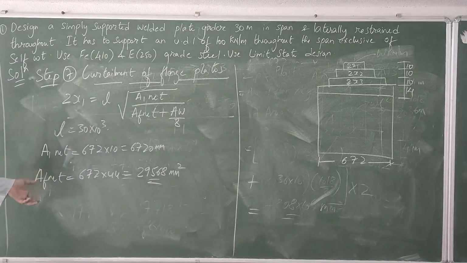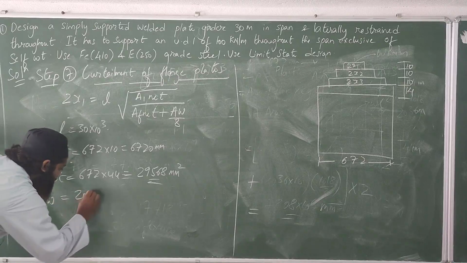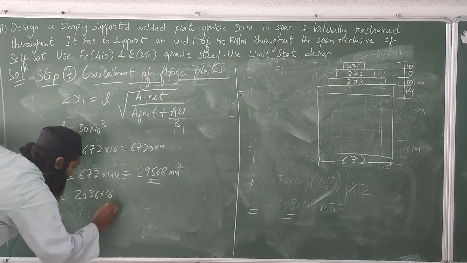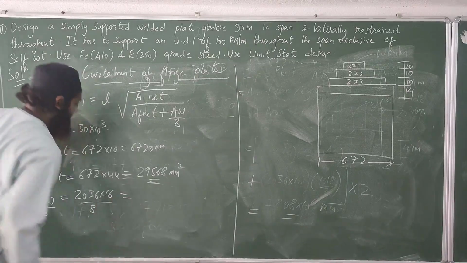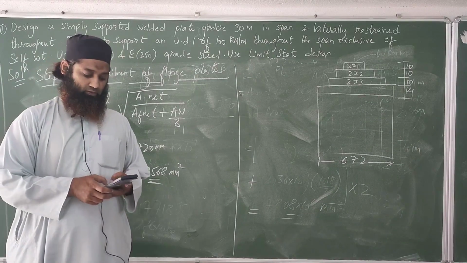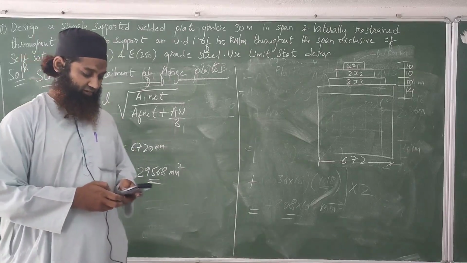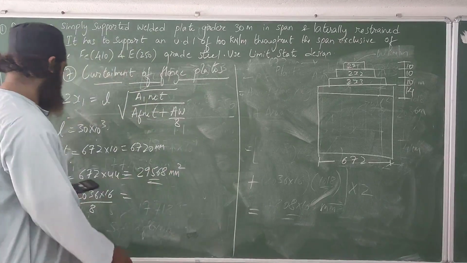Okay, we have got A1 net, we have got AF net. We will see what is area of web. AW is area of web, that is 2036 into 16 divided by 8, AW by 8. We will get the values, you can calculate it, 2036 into 16 divided by 8. We are getting it as 4072.